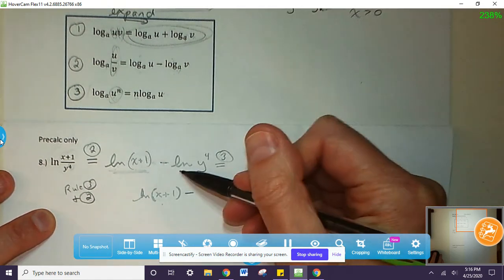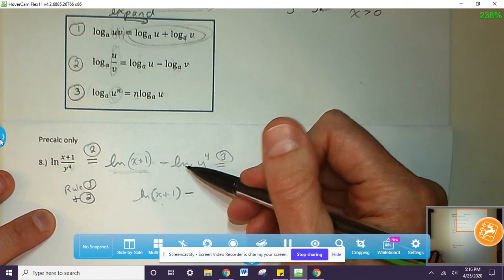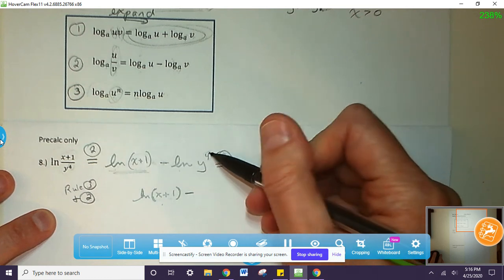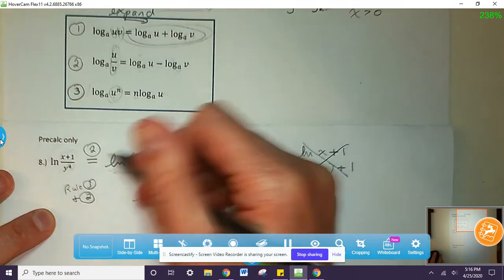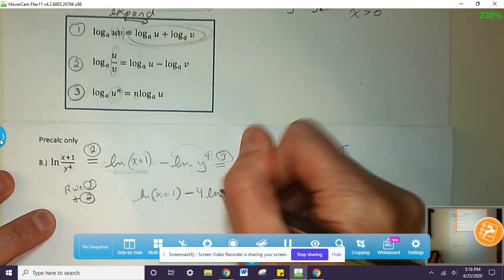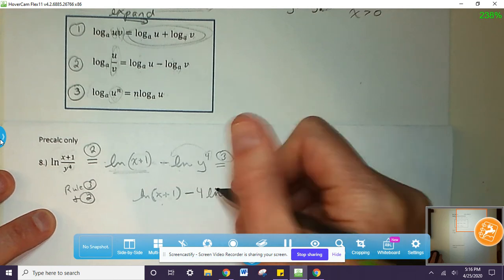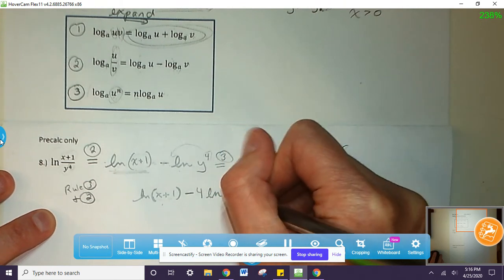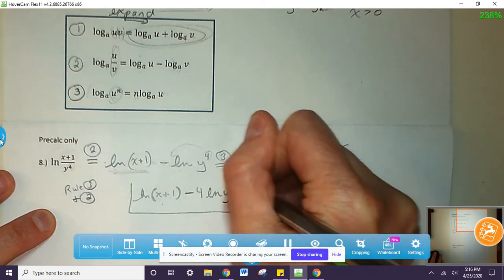But the second log, we do have a rule for that, rule 3, because we can take that 4 and swing it around to the front. We don't put it in front of the other log. It only goes in front of this little guy here. And that 4 is now the same size because it's 4 times natural log. And now what's inside is just y. And there's our final answer.